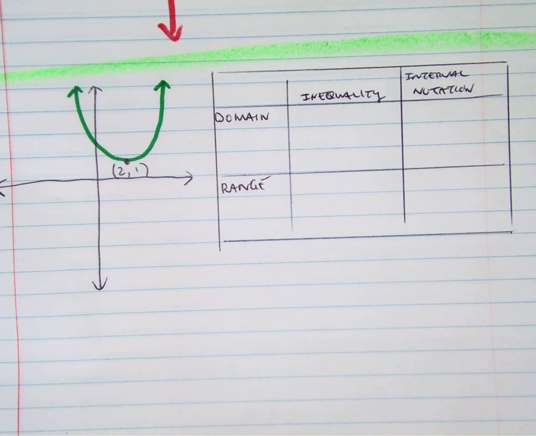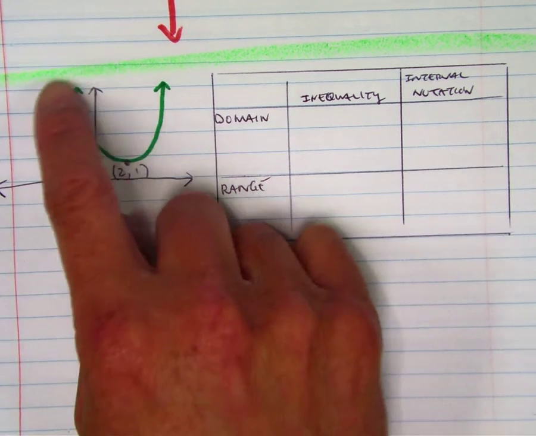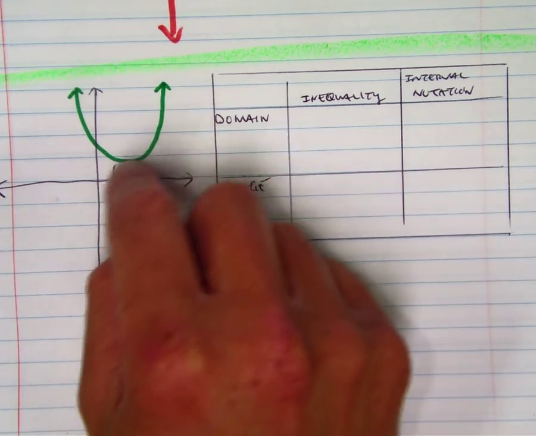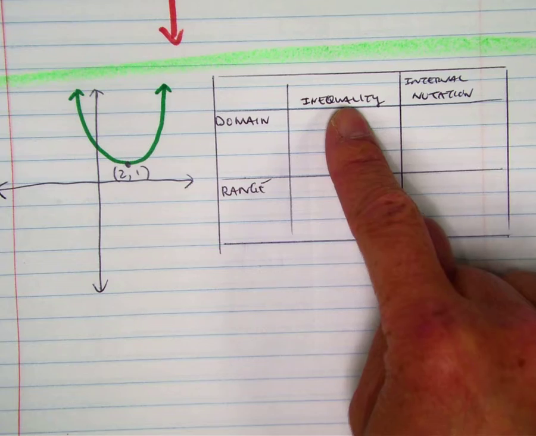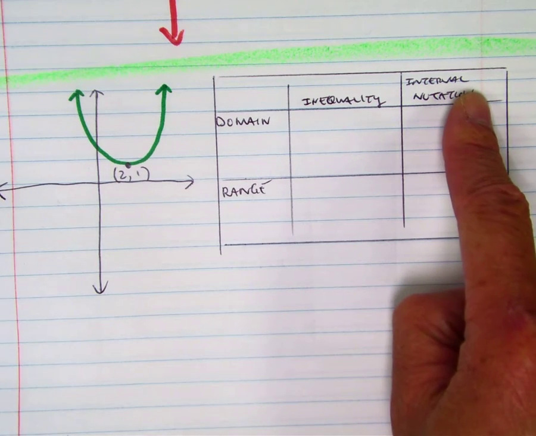All right, let's go over this problem. I have a quadratic equation. The shape of the graph is a parabola. And in this parabola, I want to find the domain and range in both inequality and integral notation.